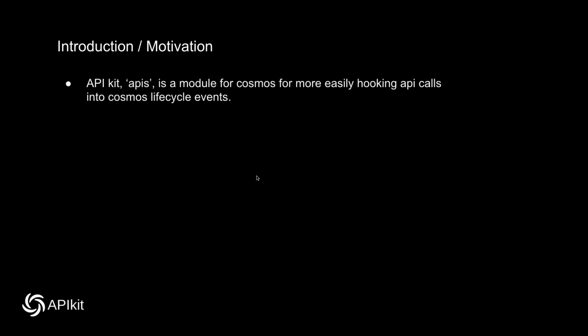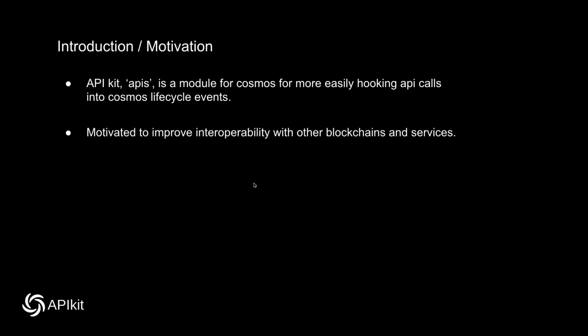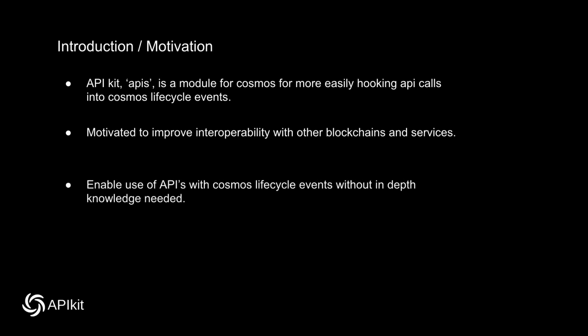So what's the motivation of this? The APIKit, or the APIs module, is simply a module that you can add to any arbitrary Cosmos project and be able to easily hook into lifecycle events. Now, the key motivation is to improve interoperability with other services or blockchains from within your application without requiring a detailed understanding necessarily of all those lifecycle events or setting up all those HTTP handlers throughout your code base. Instead, you have a centralized source where those can be configured.